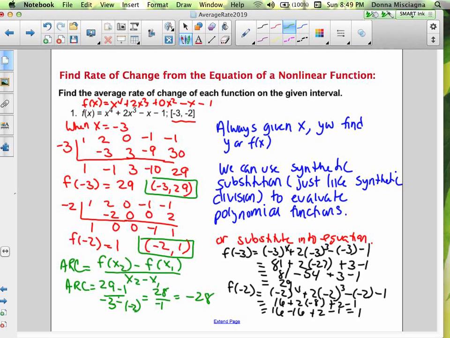Okay, and that's all there is to this one. Let's do one more that's polynomial, and we're not going to do it two different ways.